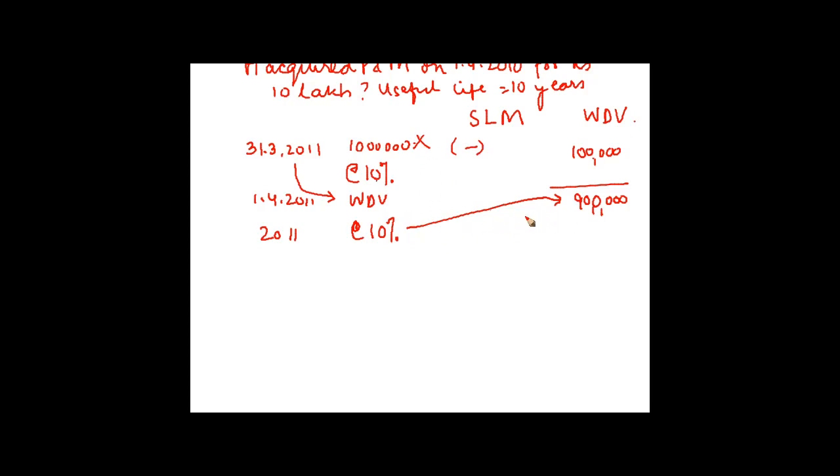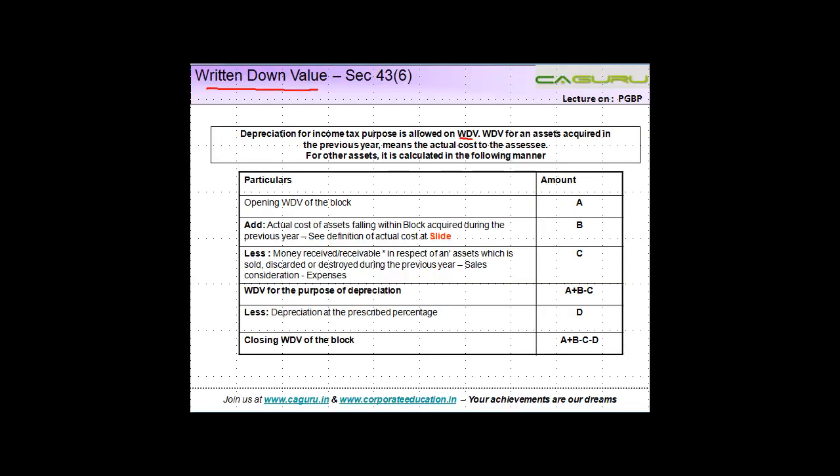So in a written down value method, on a year to year basis, you reduce the amount of depreciation from the opening value, and whatever amount you get becomes the written down value for the next year. So at 10%, my depreciation will be 90,000. And my WDV would be 8,10,000. So this is the concept of written down value. Now let's get back to the text.